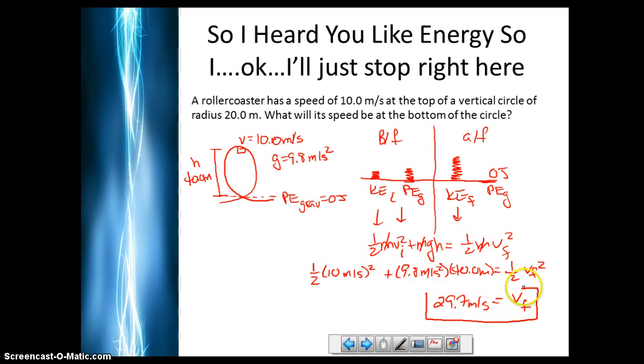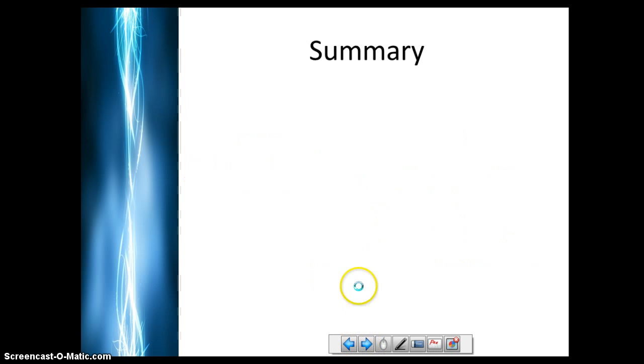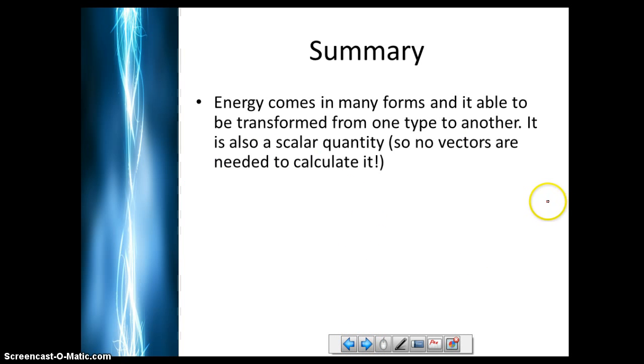So look at this. You're solving a vertical, apparently non-circle problem, and you were able, again, with just the simple relation, conservation of energy, and using these couple of equations. Okay. All right, so to wrap up here, energy comes in many forms and is able to be transformed from one type to another. Okay. It is also a scalar quantity, so notice I didn't use any vectors there.